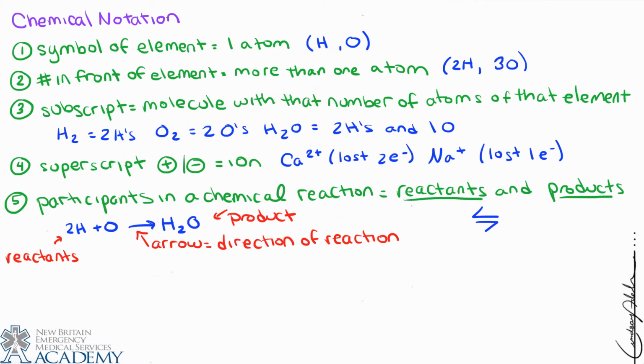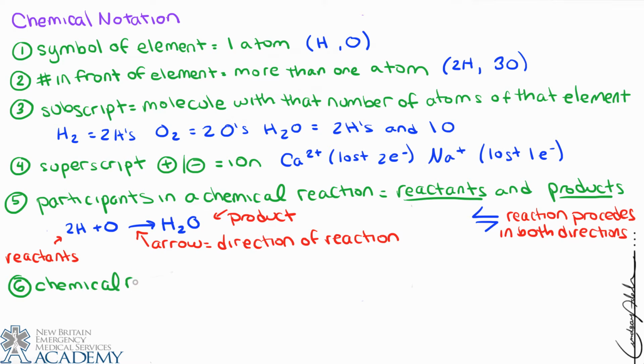Now, conversely, if we see 2 arrows, one arrow pointing in one direction and then another arrow pointing in the opposite direction, that implies that the reaction will proceed in both directions. Not all reactions are reversible, not all reactions can proceed in either direction, but some reactions can, and those reactions will be represented by the double arrow.